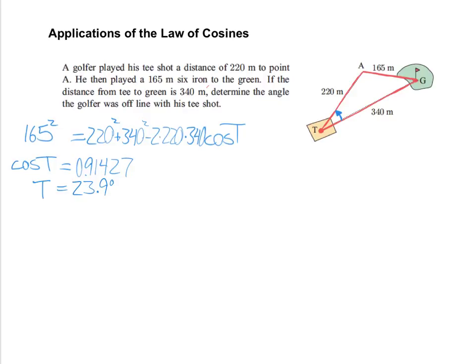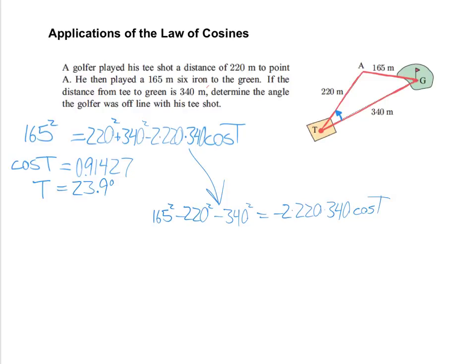So you divide both sides by 149,600 cosine t? Whatever you got for the 2 times 220 times 340. You subtracted the 220 squared, you subtracted the 340 squared. You got them to the other side of the equation, right? Doesn't the cosine t come with it? No, you've got to do the 165 squared, and subtract whatever 220 squared is from it. You've got to subtract the 340 squared. And that's going to equal a negative 2 times 220 times 340 cosine of t.